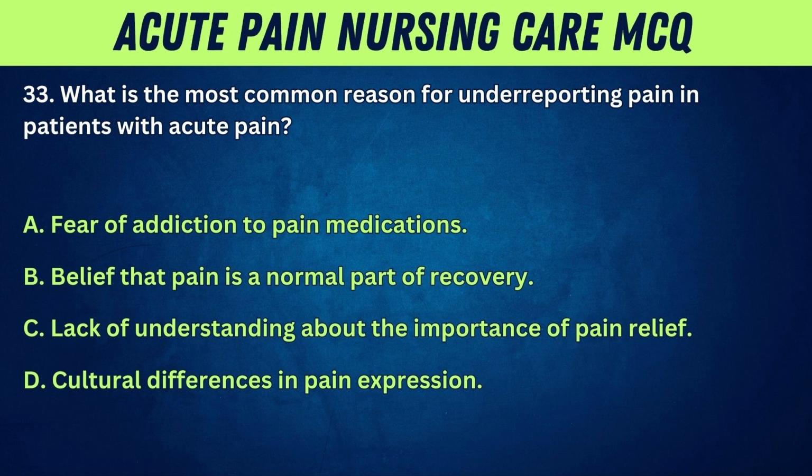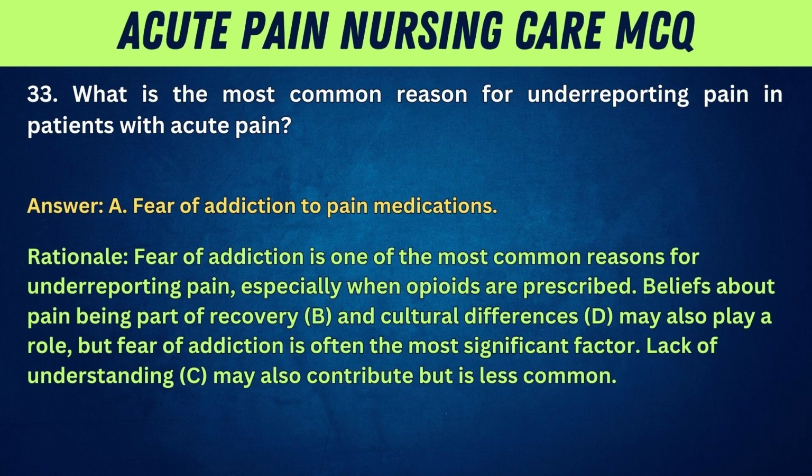33. What is the most common reason for underreporting pain in patients with acute pain? A. Fear of addiction to pain medications. B. Belief that pain is a normal part of recovery. C. Lack of understanding about the importance of pain relief. D. Cultural differences in pain expression. Answer. A. Fear of addiction to pain medications.